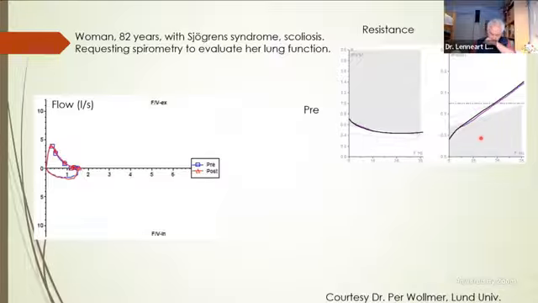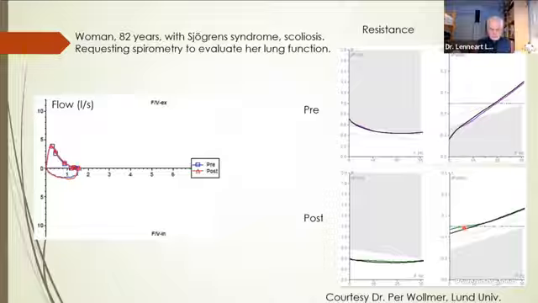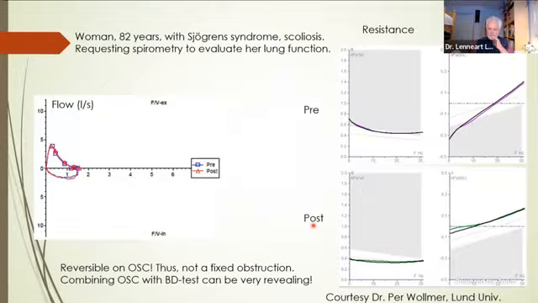So this indicates that this lady was definitely outside of the range of her normal. Maybe not that much, but definitely not fully healthy. And now they gave her the bronchodilator. Look here, resistance totally normalized. Reactance also fully normalized. And she is obviously very reversible. So this is not a fixed obstruction she's suffering from.